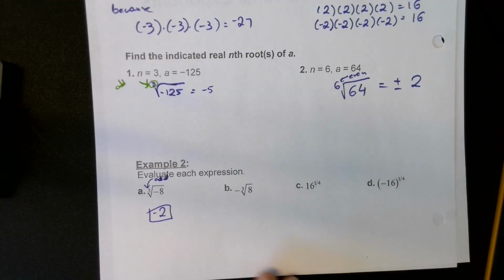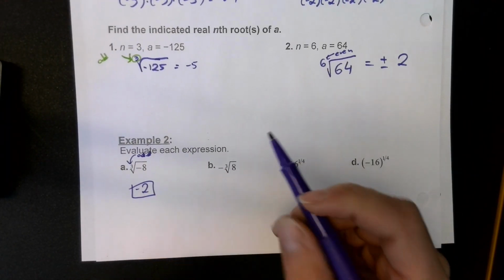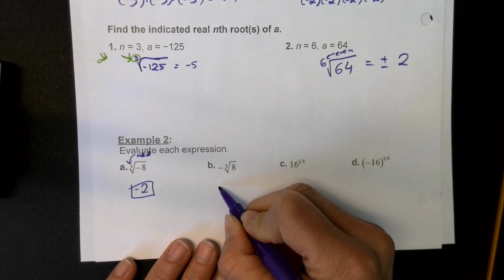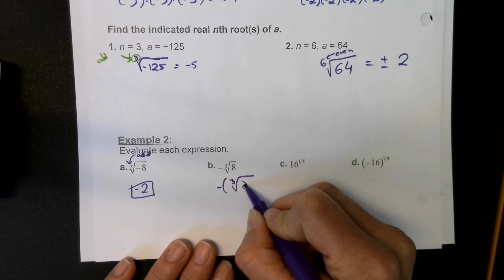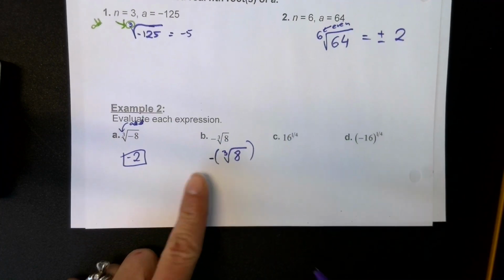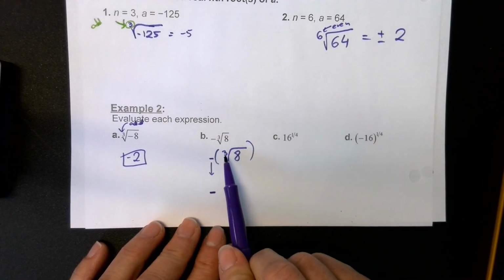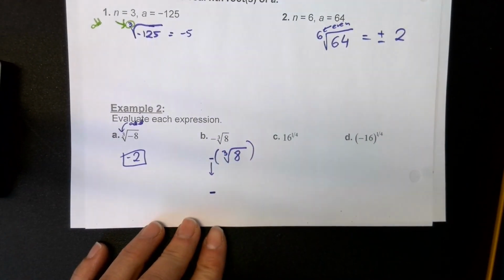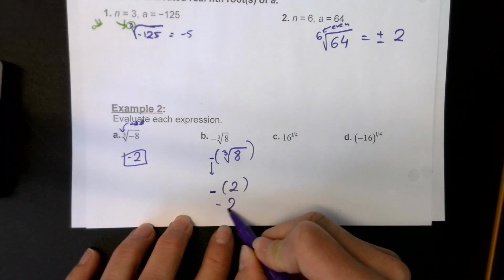This one, very similar, right? So what you are taking under the radical is really the cube root of 8. That negative is in front of it, so you're not including it. So you're going to carry that negative. And then what's the cube root of 8? 2. See the difference of notation?